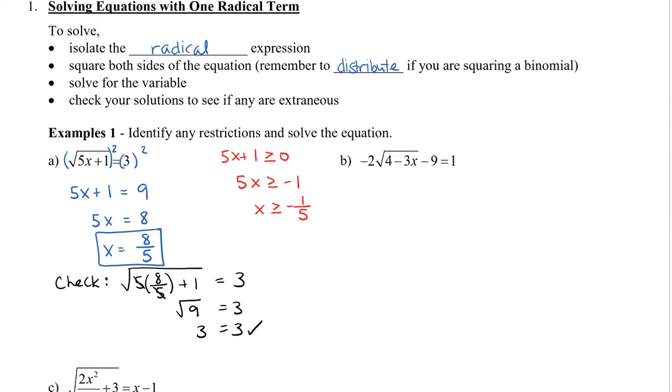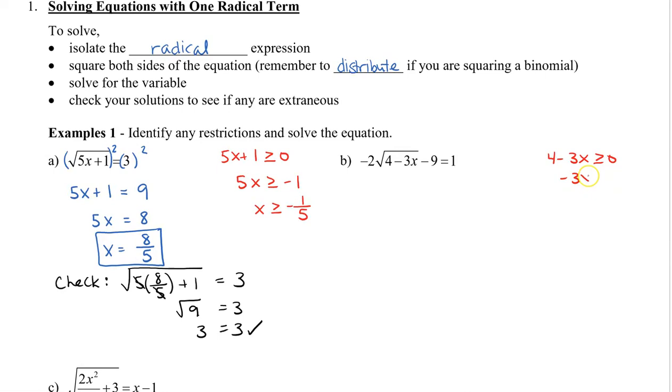All right, let's take a look at the next one. It doesn't look as nice. Definitely the radical is not isolated. But again, before we do that, let's set my radicand to be greater or equal to 0. So I have 4 minus 3x greater or equal to 0.